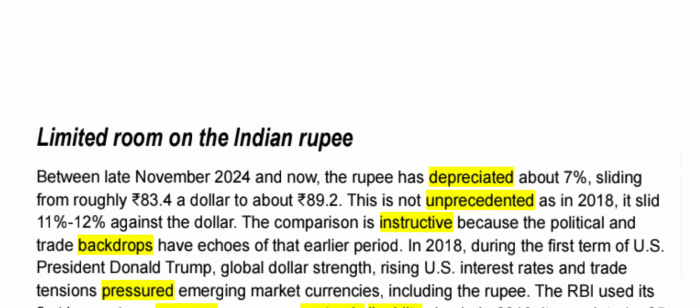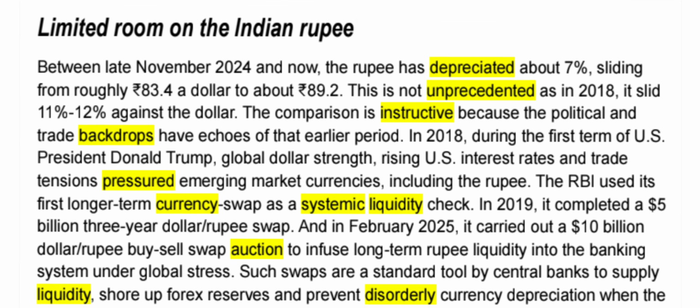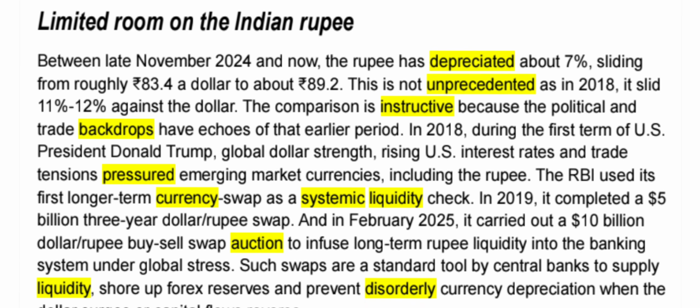In 2018, during the first term of US President Donald Trump, global dollar strength, rising US interest rates and trade tensions pressured emerging market currencies, including the rupee. The RBI used its first longer-term currency swap as a systemic liquidity check. In 2019, it completed a $5 billion 3-year dollar-rupee swap.